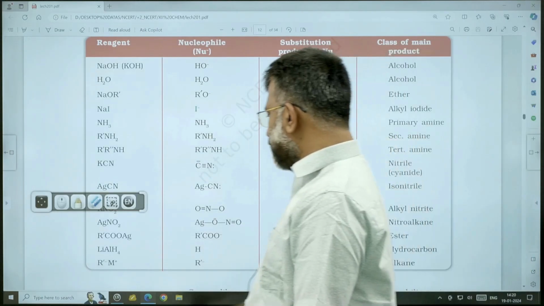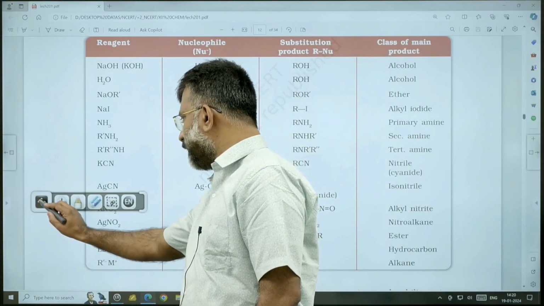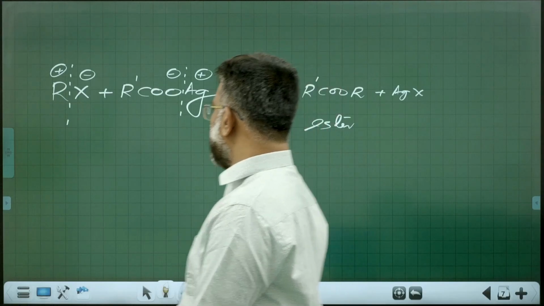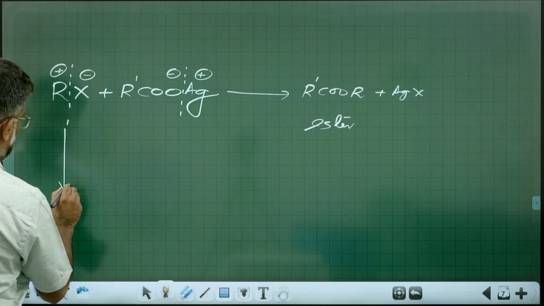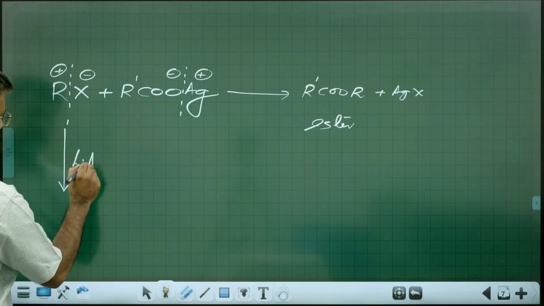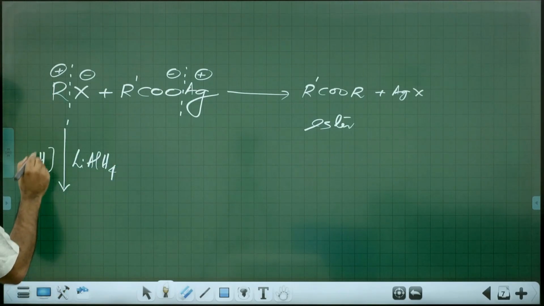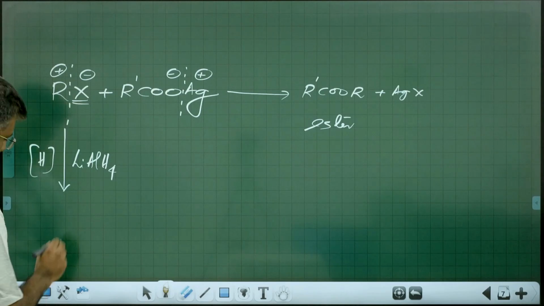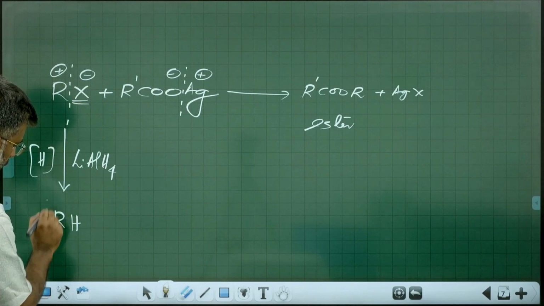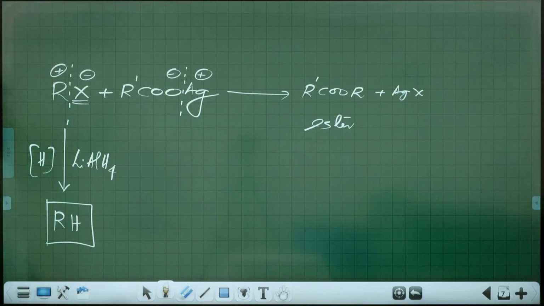Then with lithium aluminum hydride: when an alkyl halide is treated with lithium aluminum hydride, in fact, it is a reduction reaction. H will replace X, and you get RH, an alkane.